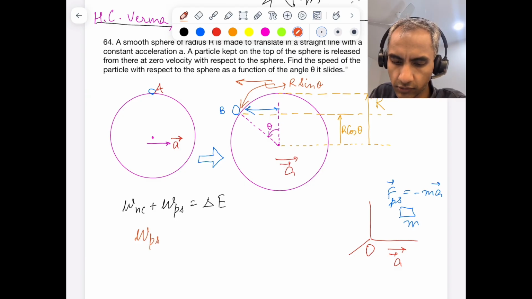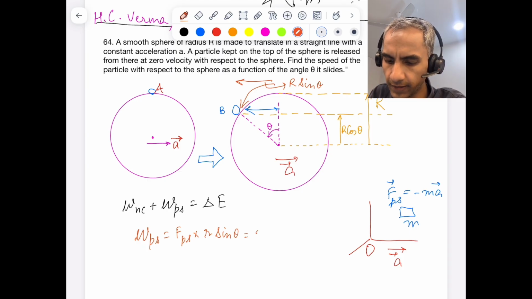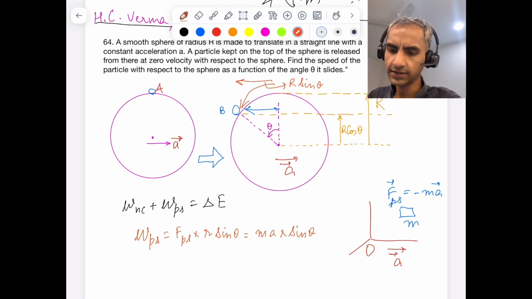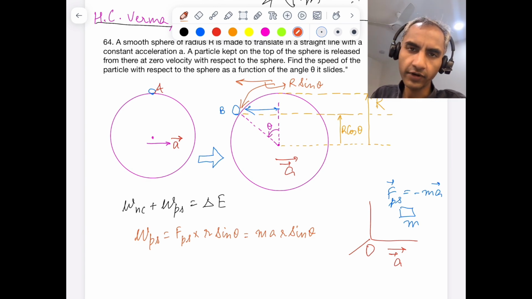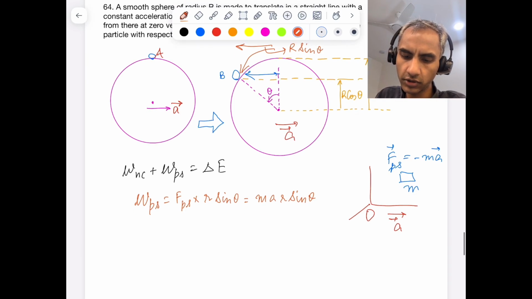W_ps is equal to F_ps multiplied by r sine theta, right? Of course, that would be m a r sine theta. Now note that the pseudo force acts towards the left, and the movement of the particle is also towards the left. When you multiply both these quantities, we arrive at a positive work done by the pseudo force. So that's important to note.